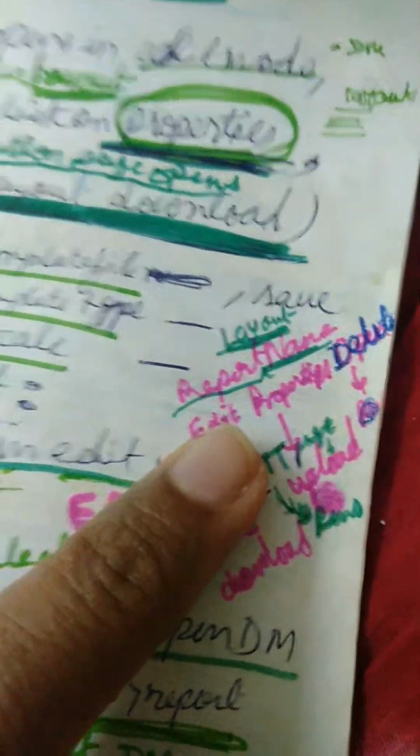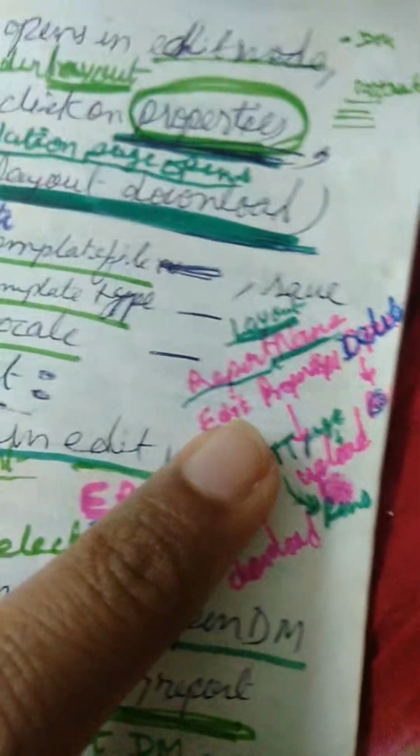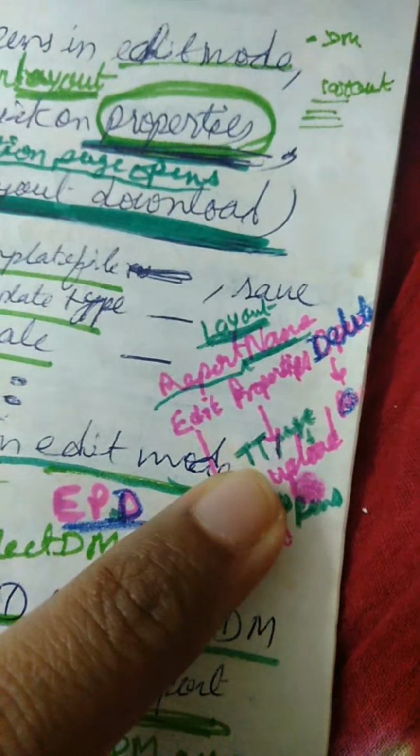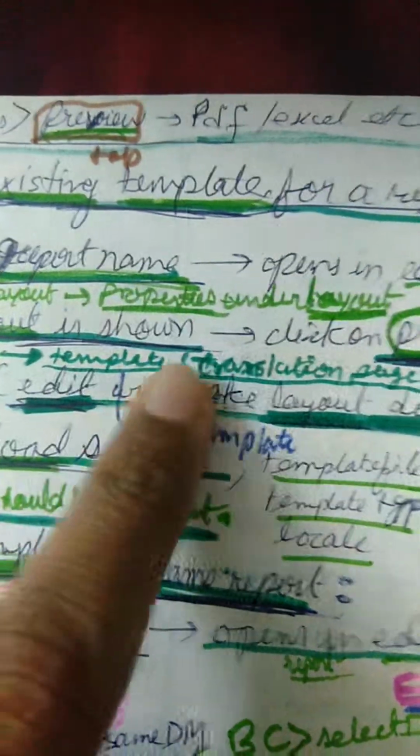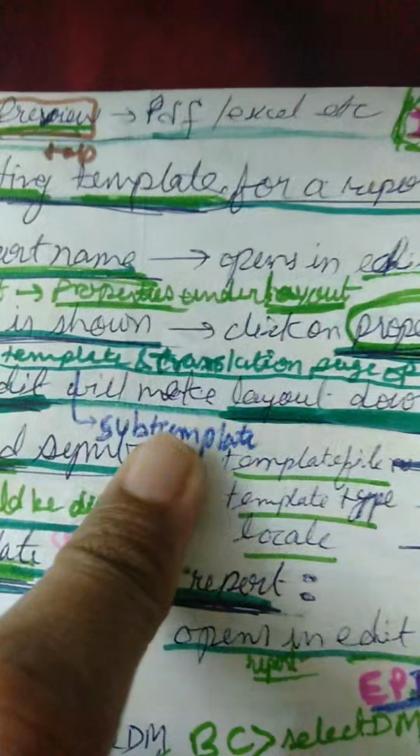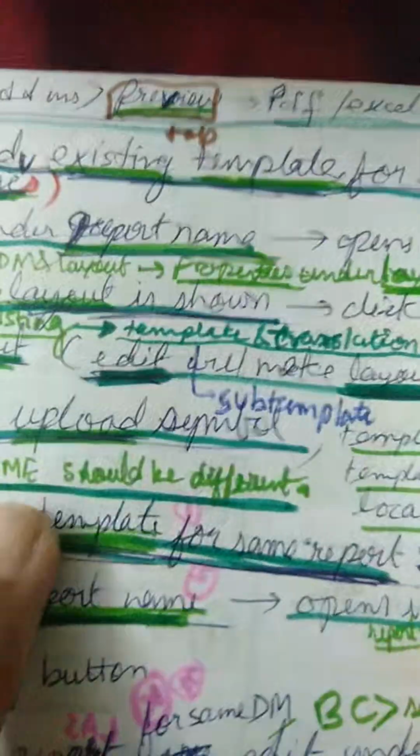Properties opens the template and translations page, and there is an upload option there, and delete is to delete the report. So I'll click on properties. Under the layout name, it will open the template and translation page. In that I have an upload option.